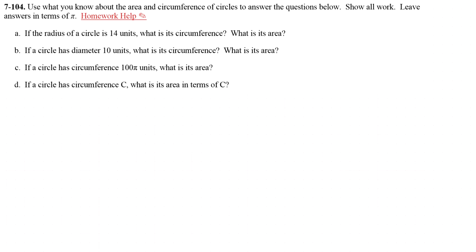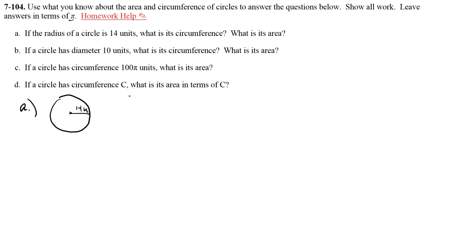Alright, so it says here, use what you know about the area and circumference of circles to answer the questions below. Show all work. Leave answers in terms of pi. If the radius of a circle is 14 units, what is the circumference and what is the area? Alright, so we have a circle with a radius of 14 units.